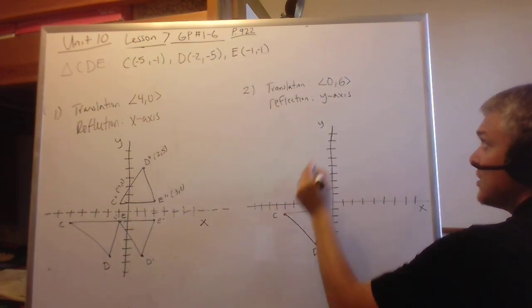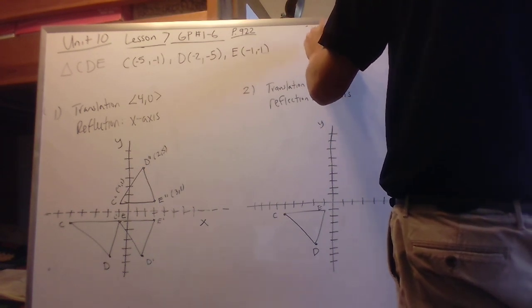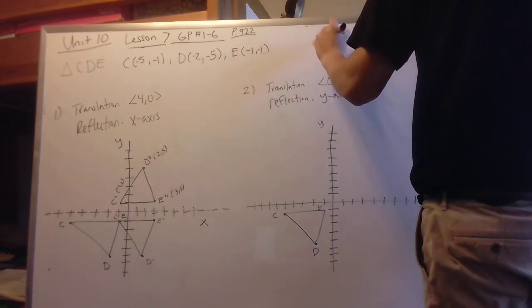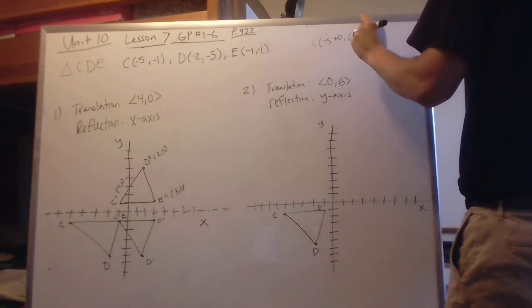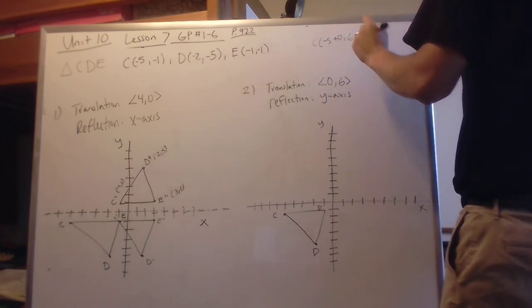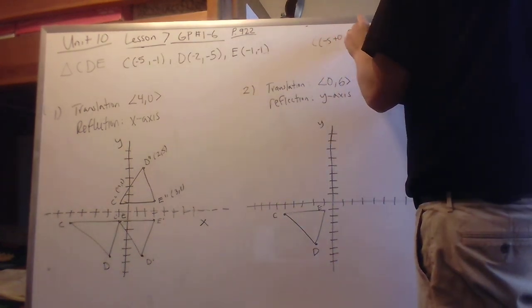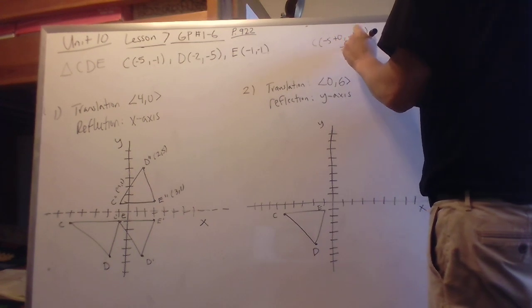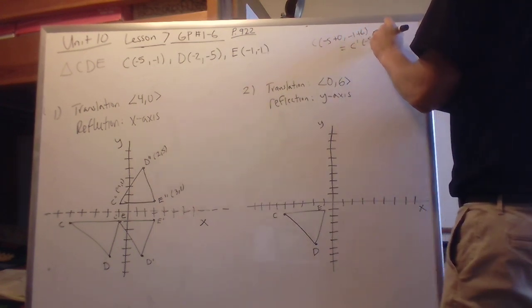So C is going to go negative 5 plus 0, and then negative 1 plus 6. So C prime is now going to be at negative 5, 5.